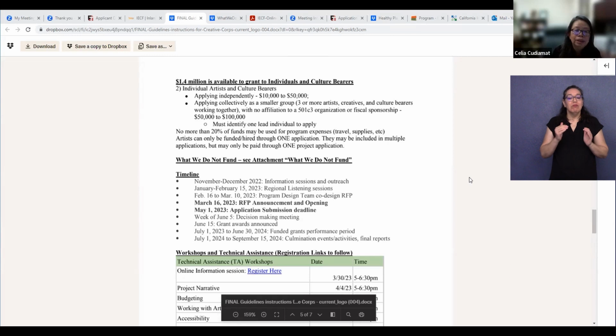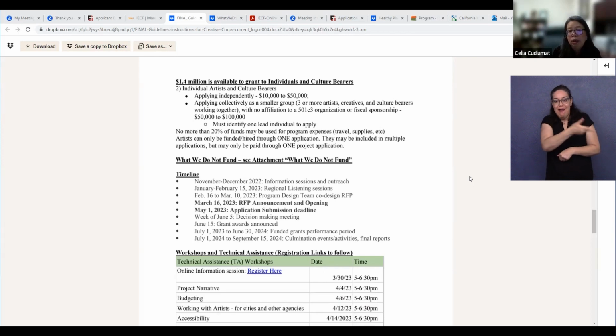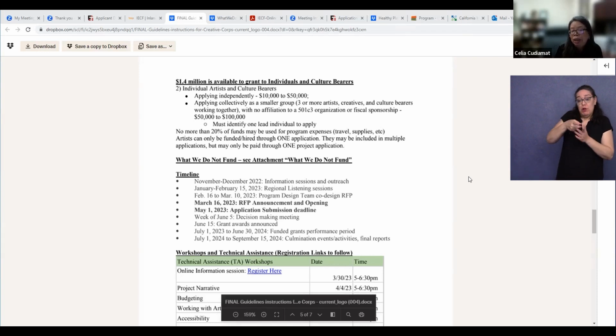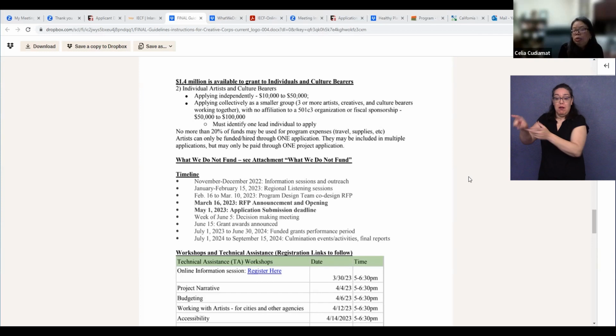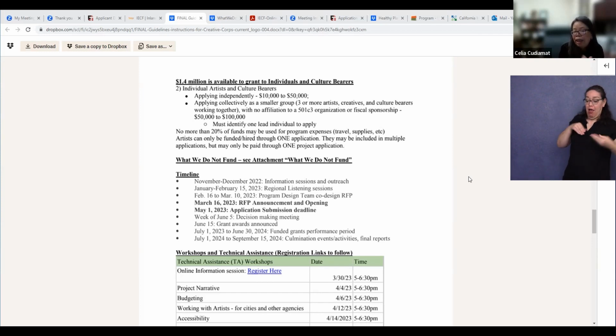Note that artists can only be funded and hired through one application. So if you are applying as an individual artist, and the nonprofit organizations you work with want to have you be a part of their application, you can choose to do that, but you will not be paid. You cannot be a paid artist from both a nonprofit applicant and an individual applicant. So no double dipping, in other words. You either apply in one category or the other.